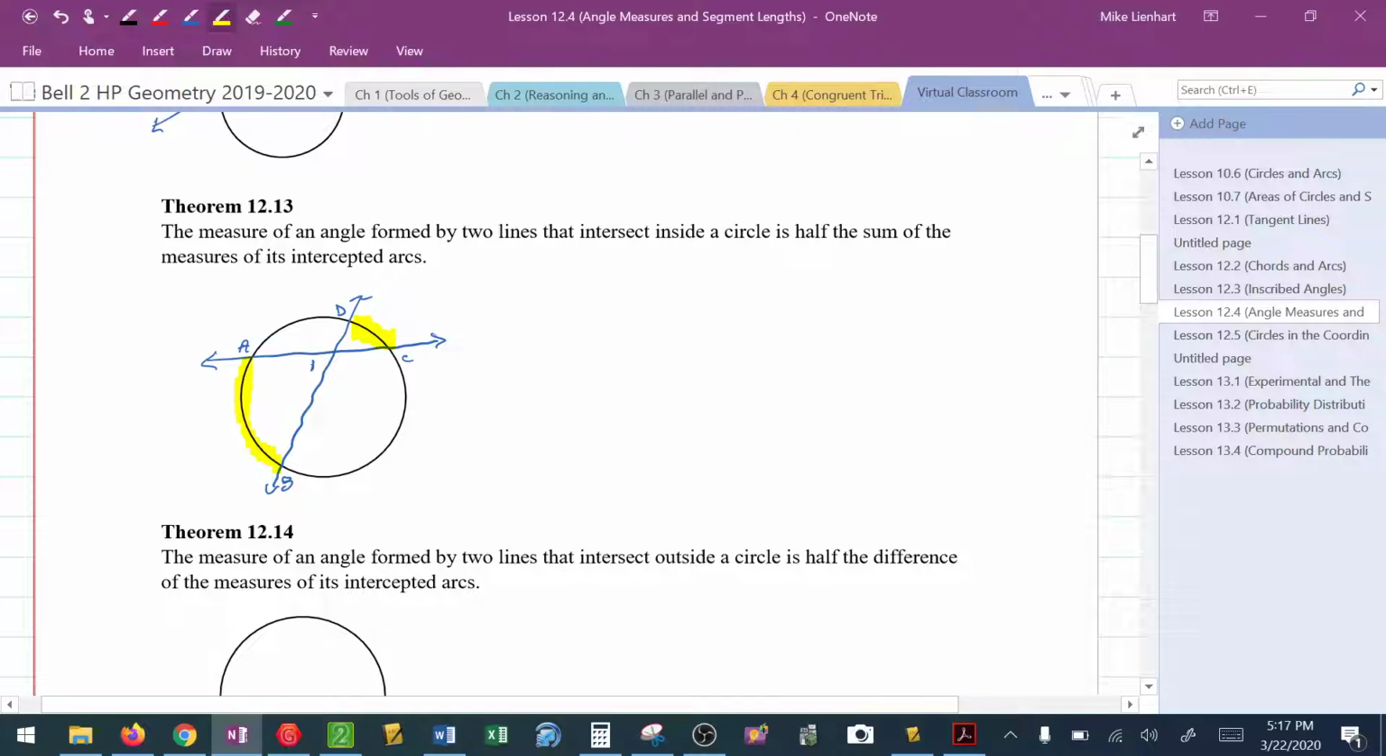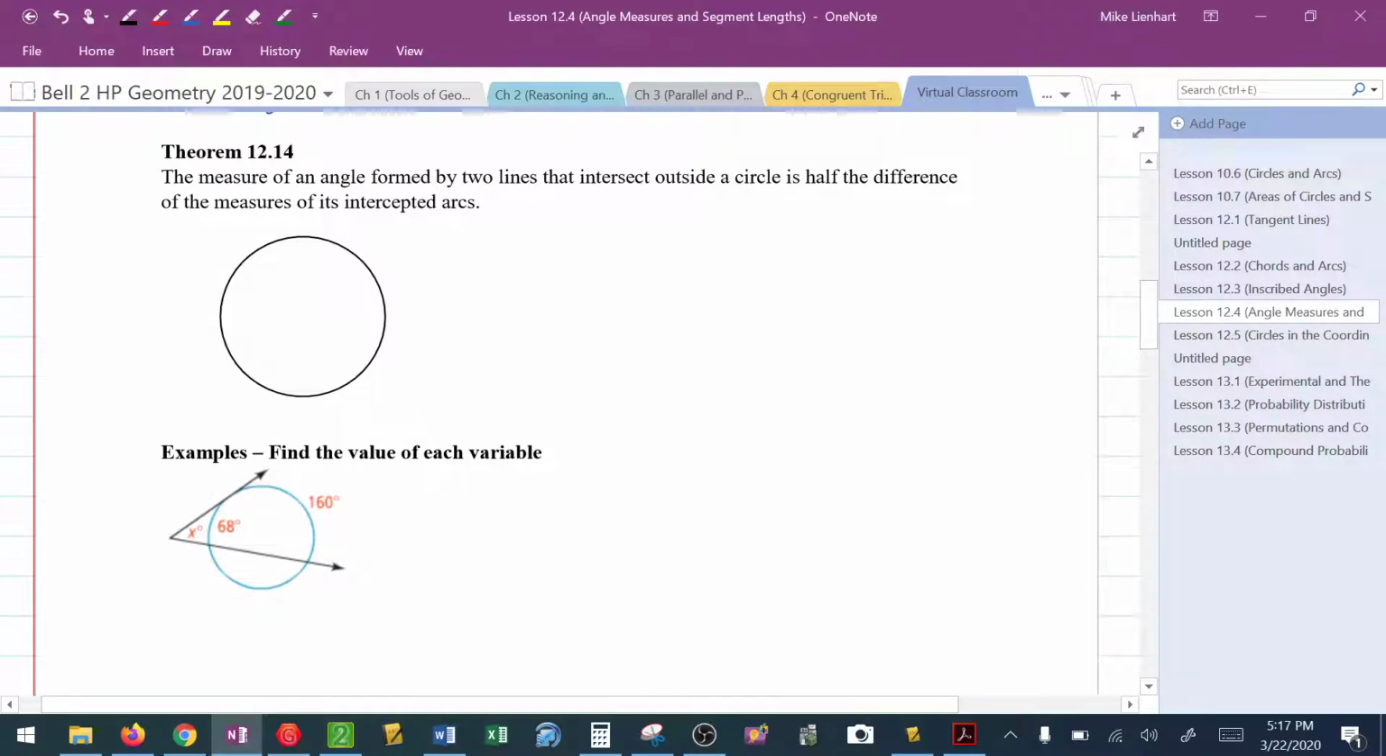Here's what this one says. If the vertex of the angle is inside the circle, not in the center, but inside, then I know that the measure of the angle is equal to half the arcs added together. Arc AB plus arc CD. So when the vertex is floating around inside, I know that the angle is half the two arcs added together.